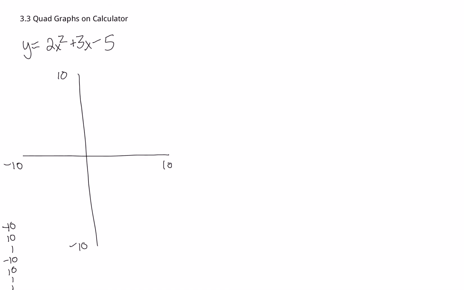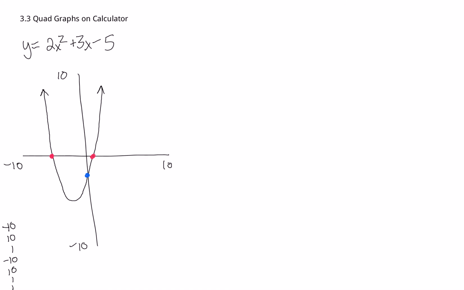Get your window, make sure it's set right, hit graph, and then your calculator should sketch out the graph for you, and in this case the graph does something like that. Okay, so now just like we did before, we want to find out all of the key points. So we're looking for the x-intercepts, those two intersection points there. We also want to know what is the y-intercept, which would be right there.